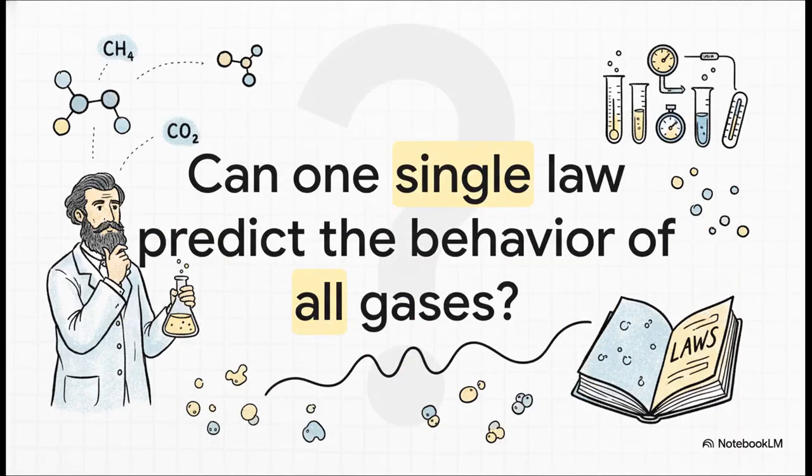So picture this. It's the 19th century. You're a scientist and you're surrounded by all these different gases. You've got methane, oxygen, carbon dioxide, you name it. And every single one acts differently when you change the pressure or temperature. The big question, the huge challenge was, is there any way, any single law, to predict how they all behave? Or are we stuck making a unique equation for every single one?